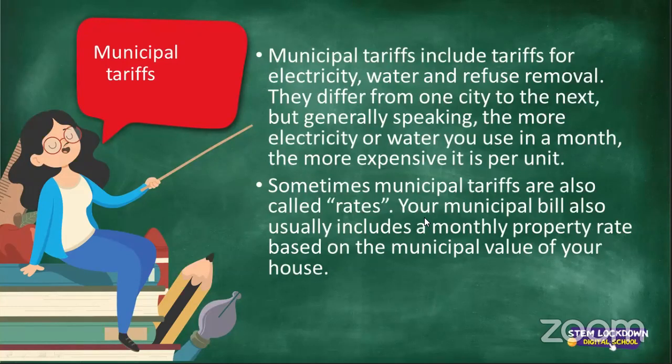That's why you are encouraged to save water or save electricity. You're not only saving money when you do that, but you're also saving the power that is used. Sometimes municipal tariffs are also called rates. Your municipal bill also usually includes a monthly property rate based on the municipal value of your house. Depending on where you stay, houses range in price, and the municipal tariffs range as well. They have different prices according to the location.